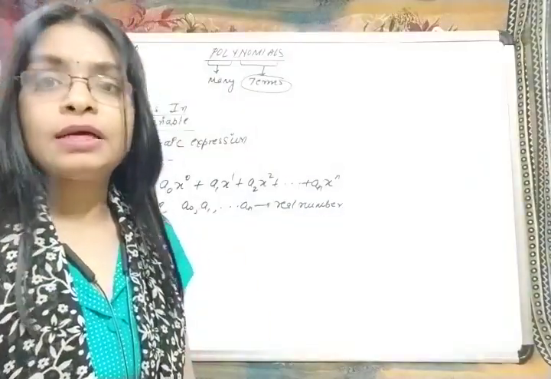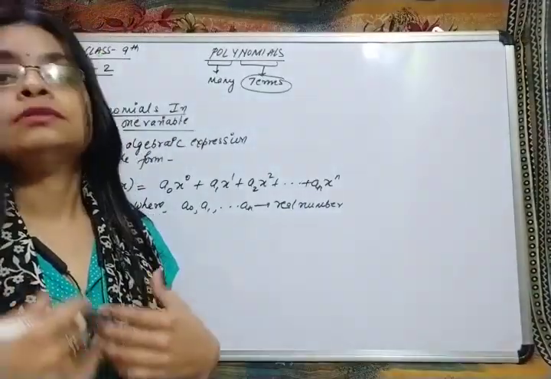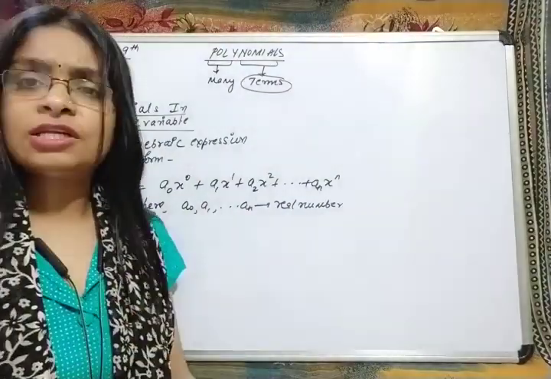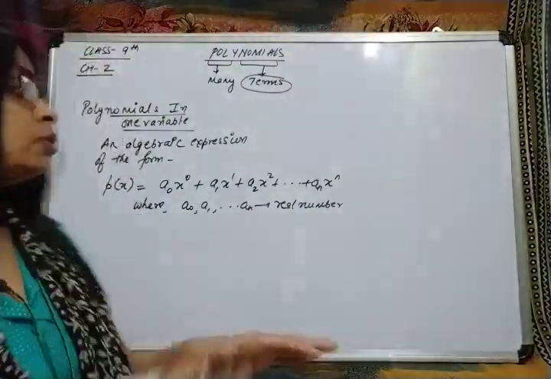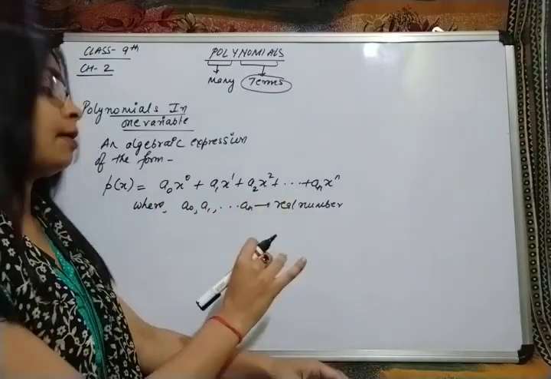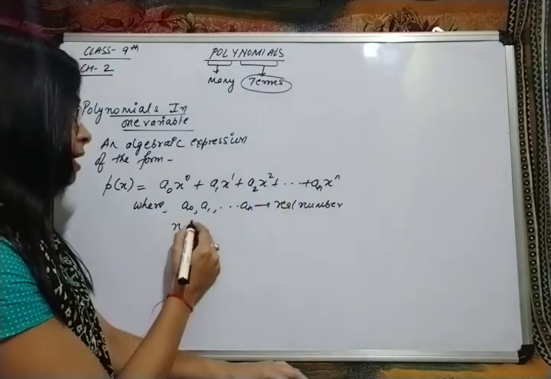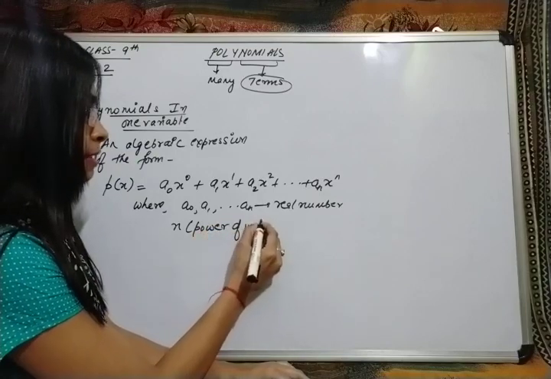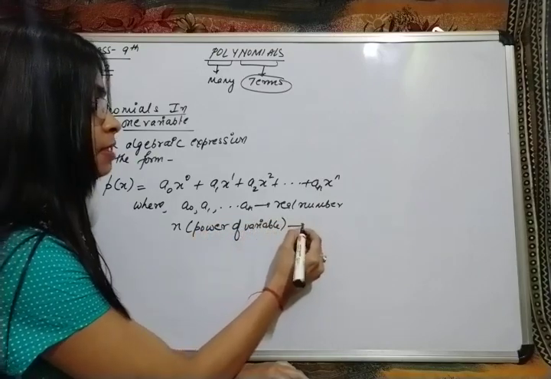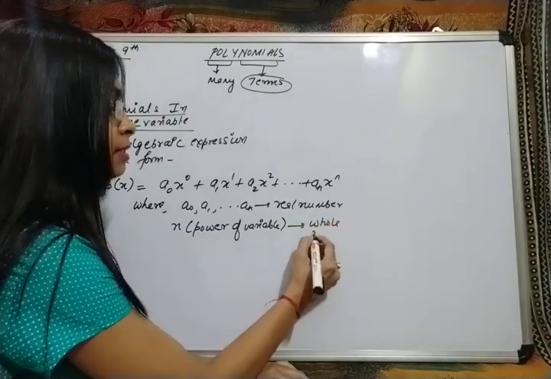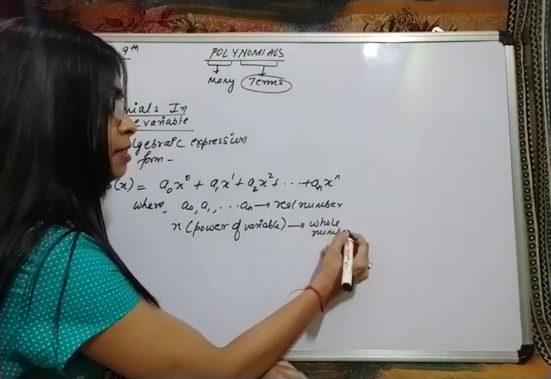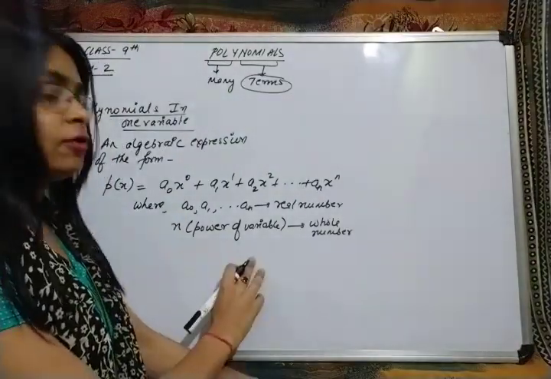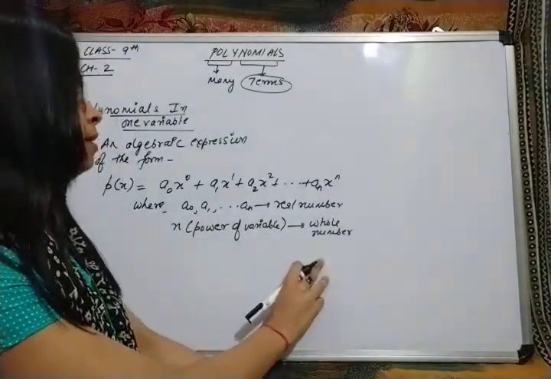A whole number, integer, natural number, rational number, or irrational number, anything. Real number. So these can be anything. And this n is the power of the variable. This is a whole number. This is a restriction. So n is the power of the variable, and that is a whole number.